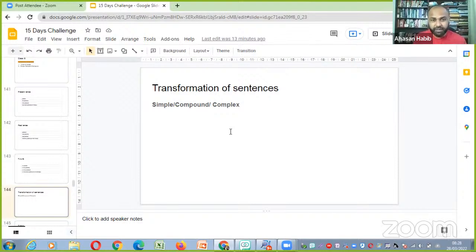"I was invited," right? So this is the passive structure: subject plus be verb plus verb 3. I was invited. In present form, I am invited. In future form, I will be invited, right? So this is the structure of passive. Type in the chat box what's the meaning of the sentence "I was invited."